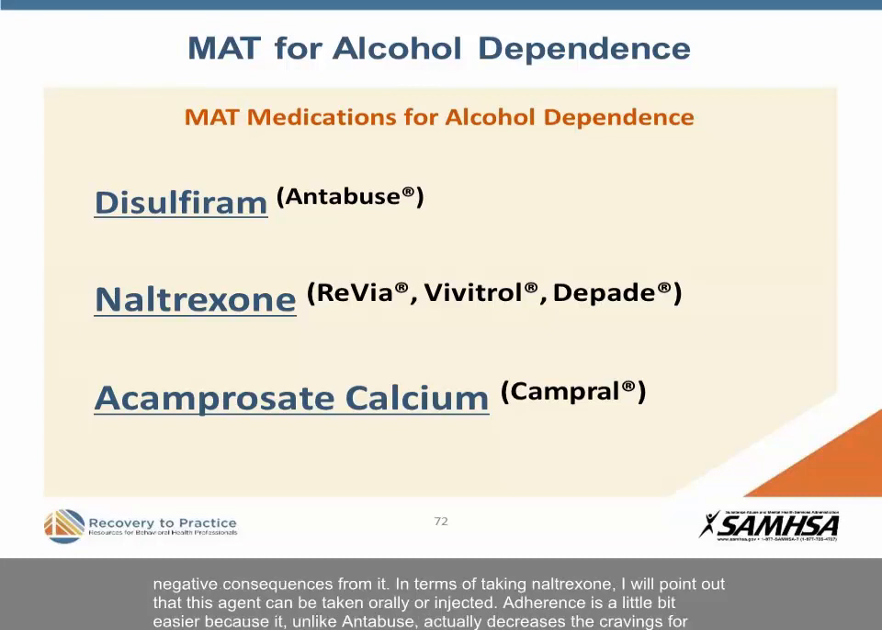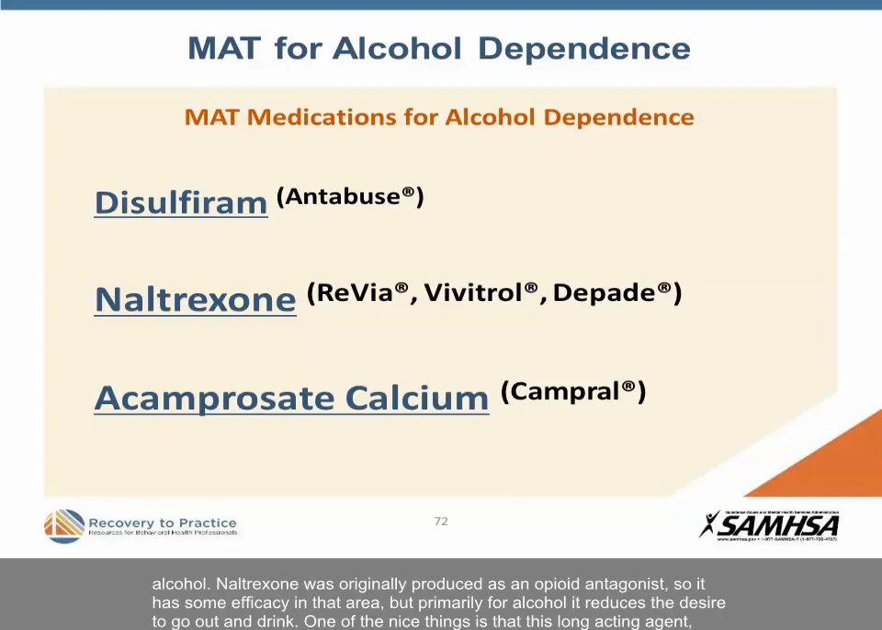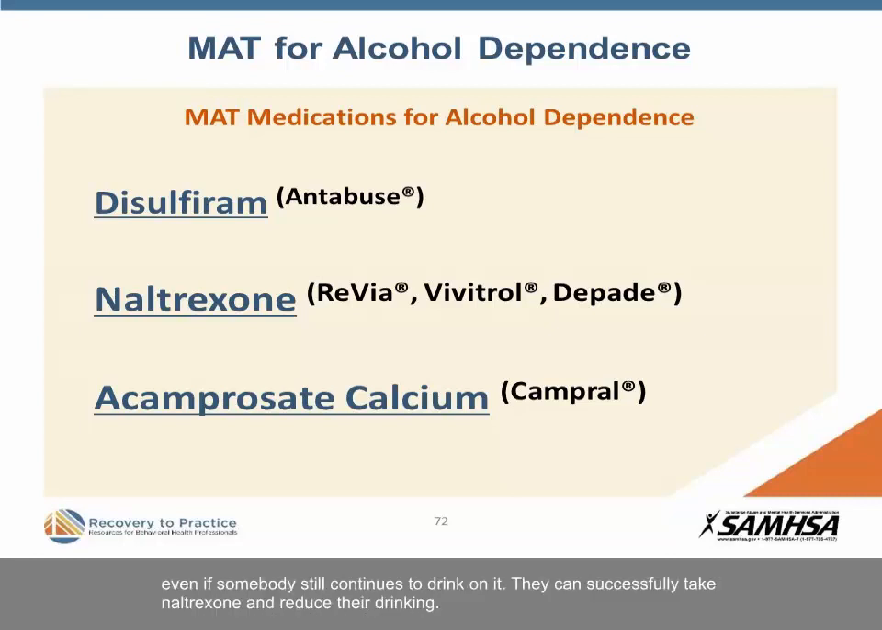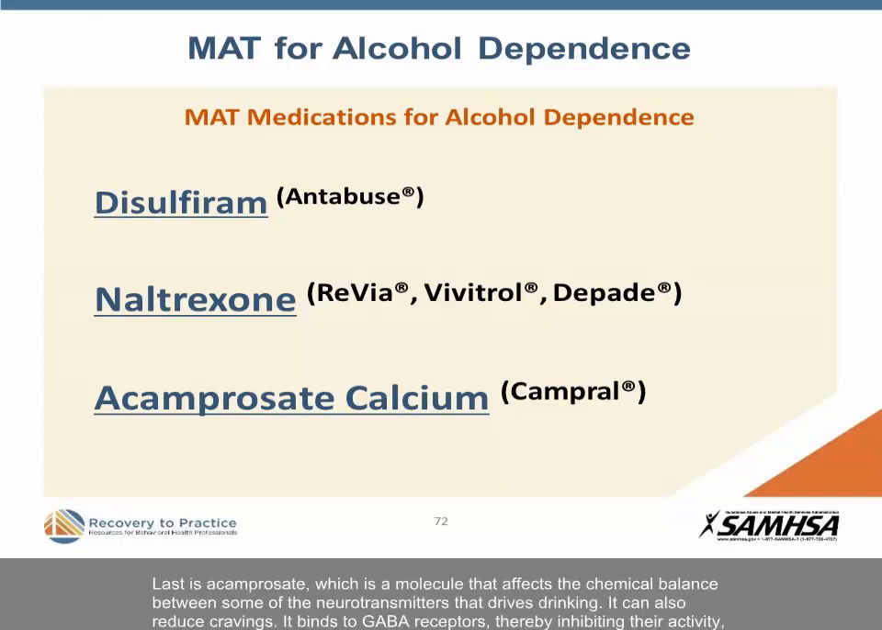In terms of explaining about naltrexone, I would point out that this agent is available both orally and as an injectable, and adherence to it is a bit easier because it, unlike the Antabuse, actually decreases the cravings for alcohol. Naltrexone, of course, was originally produced as an opioid antagonist, and so it has some efficacy in that area, but primarily for alcohol, it reduces the desire to go out and drink. One of the nice things about it is that it's a long-acting agent, and even if someone still continues to drink a bit, they can successfully take naltrexone and reduce their drinking.